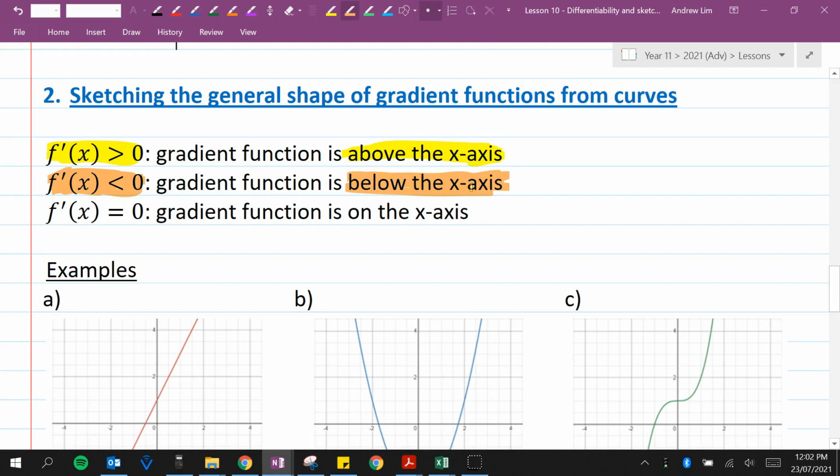I'll go through a number of these examples for you. And if the gradient of the tangent is 0, then it's just going to be 0 on the gradient function. It's going to be on the x-axis. It's going to be an x-intercept. Now, when I graph this, I always like to graph it underneath the function, and I like to find all the ones where the gradients are 0 first, because I need to know my x-intercepts, and then I'll just go above or below according to the gradients.